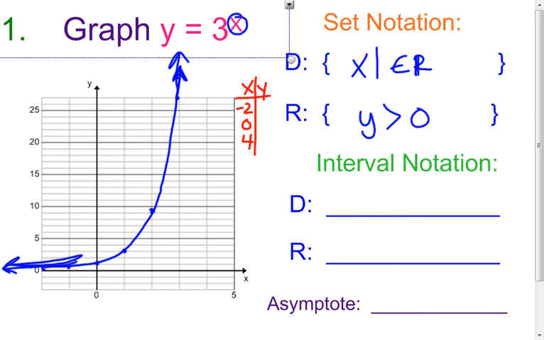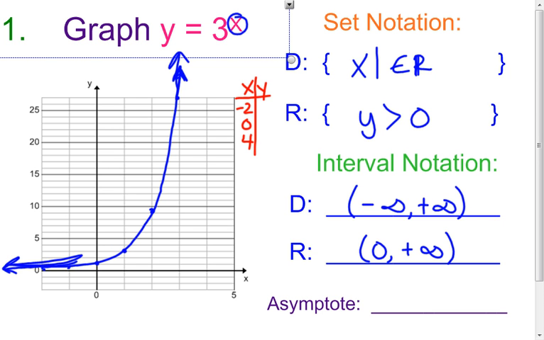In interval notation then, you're going from negative infinity to positive infinity for your domain, and your range is not including 0, so you need a parentheses at that 0, not a bracket. If it was including 0, you would want the bracket, but it doesn't ever get to exactly 0. And then, of course, your y values keep getting higher and higher up to positive infinity.